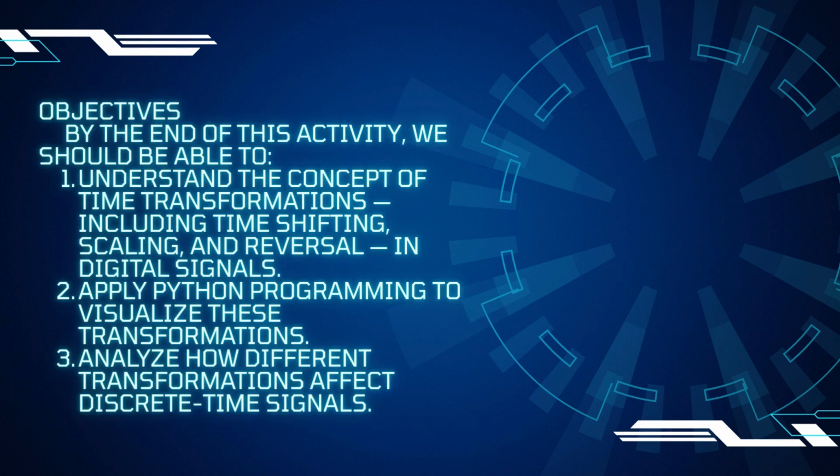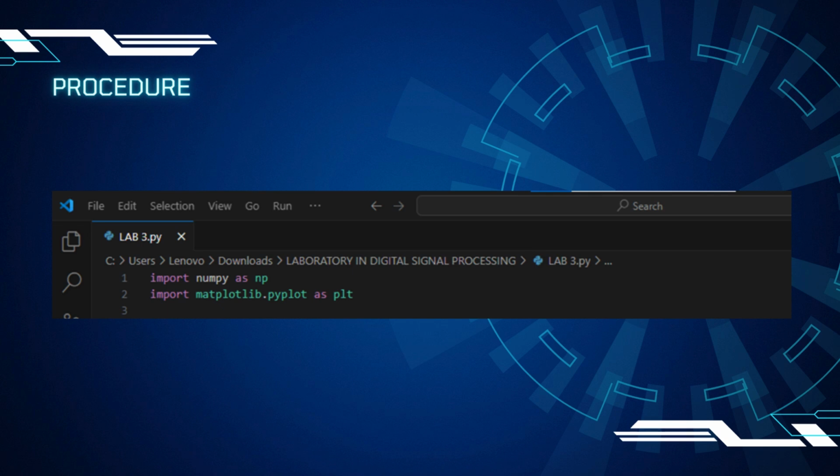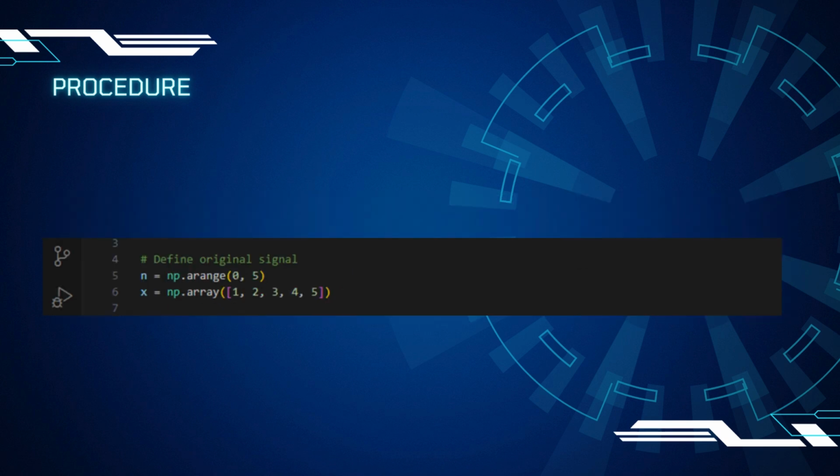The main objective of this laboratory activity is to apply various time transformations to a discrete time signal and to visualize their effects using Python. Just like in our previous laboratory, we start by importing the two main libraries. It helps in generating data to displaying it graphically.